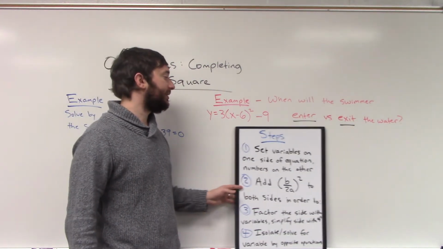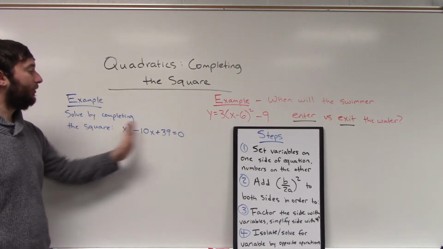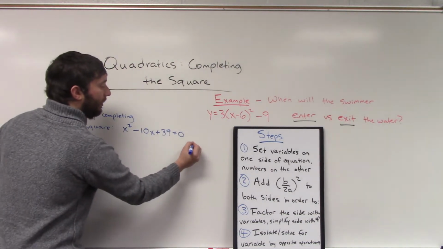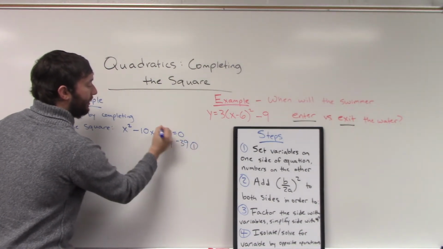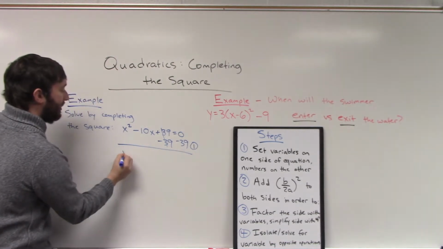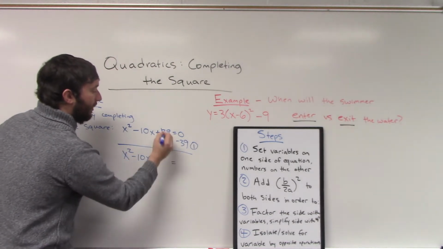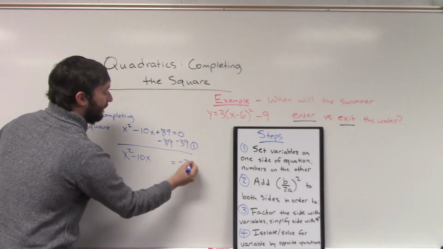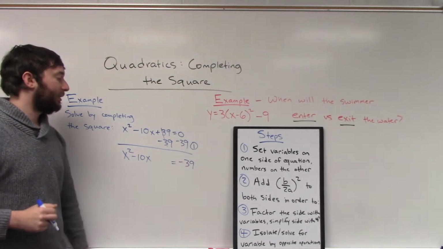So I've listed the steps over here. They will always be the same. Number one, we're going to want to set variables to one side of our equation, move numbers over to the other. In this case, x squared minus 10x, those are my variables. Opposite operations, move that negative 39 over towards the right. Variables on one side, numbers on the other, that's step one.